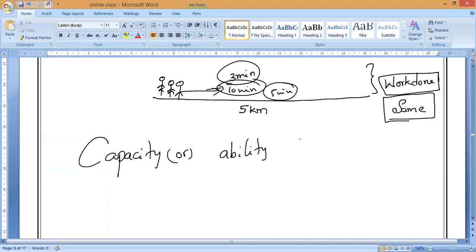Ability, do you understand it? The ability to do work is called what, guys? The ability to do work is called energy. Do you understand?